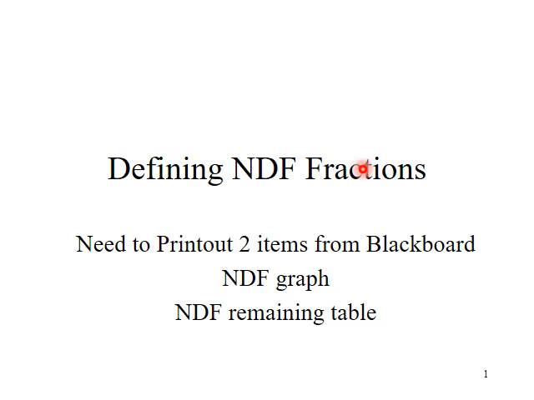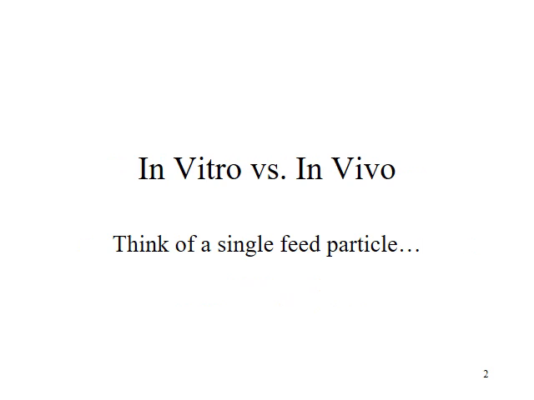Okay, we're gonna spend some time here defining or figuring out our feed fractions. What you're gonna need to do from Blackboard is print out two items. One is our blank NDF graph, and then the other is our NDF remaining table. So you can take that information.